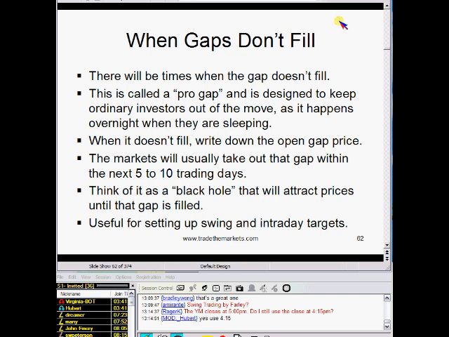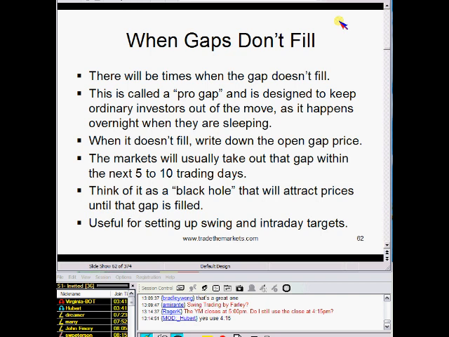So it's one of those things when you wake up in the morning and the Dow is gapping up 100 points. Well, it's basically keeping everybody out of the move, because now it's going to be too high to buy. People will just sit back and watch it, and the market's just going to basically move without them. And what I like to do on days when the gap doesn't fill is I always write down that price.